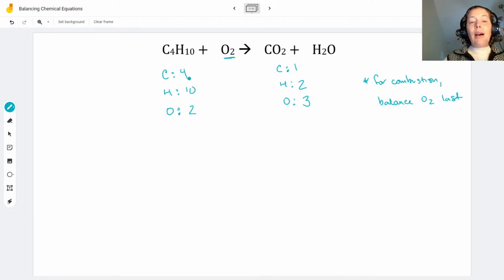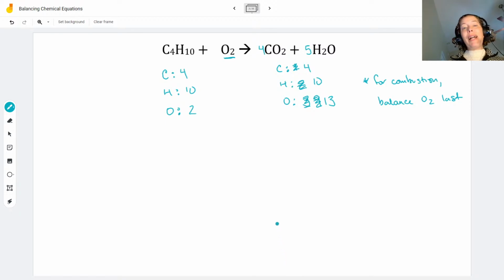Okay, so let's start with carbon, right? My carbons are not balanced right now, but if I put a 4 here in front of my CO2, that changes that to 4, and now I have 8 oxygen plus that one there, which gives me 9 oxygen. I have to make sure I do my addition right. Okay, so next I'm going to balance my hydrogens. Again, I'm saving oxygen till the end. So I have 10 and 2, so if I put a 5 here in front of water, that should fix my hydrogen. So 5 times 2 is 10, and then I have some more oxygen.